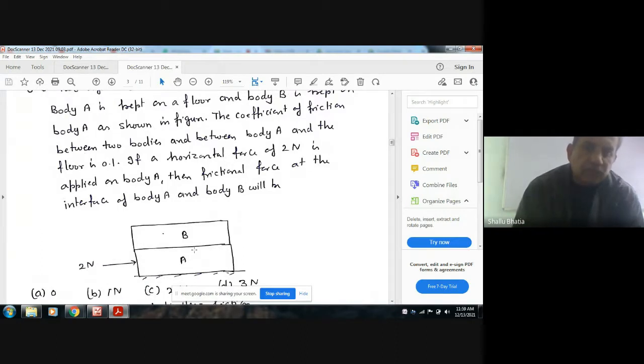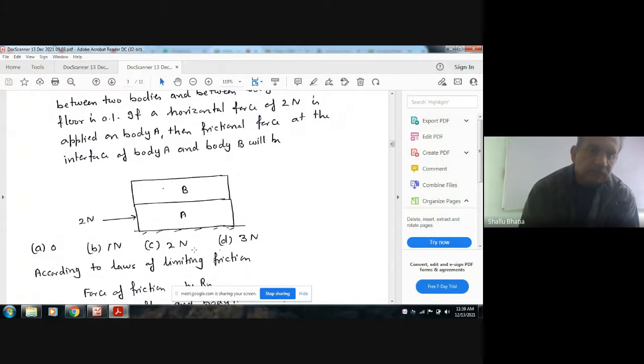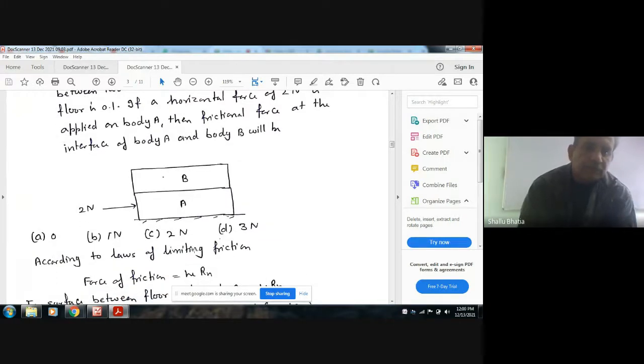If a horizontal force of 2 Newton is applied on body A, then the frictional force at the interface of body A and body B will be. So this is the figure. And the options are: A is 0, B is 1, C is 2 Newton, and D is 3 Newton.